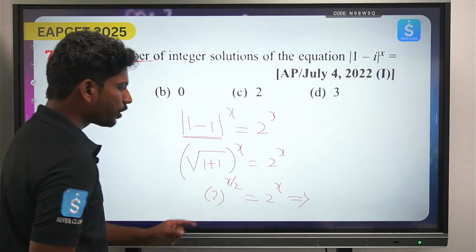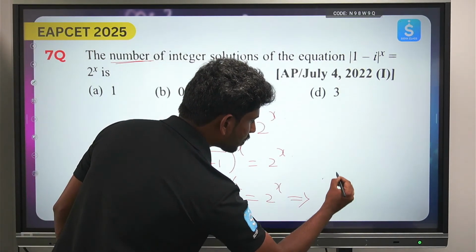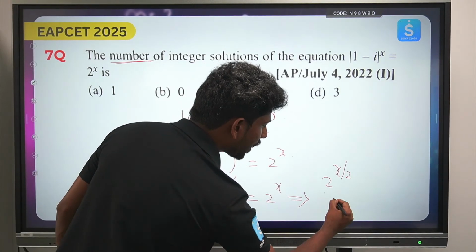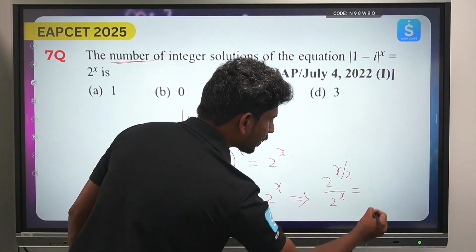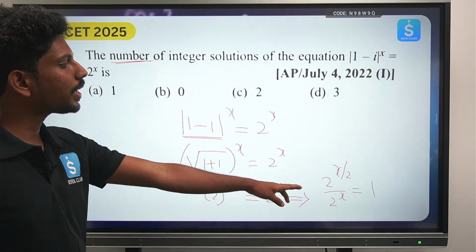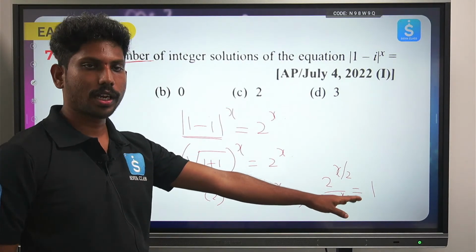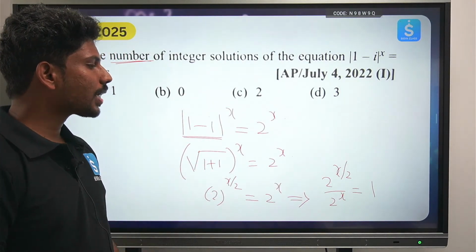So now you can just battle this out. So this is nothing but 2 power x by 2 power x is equal to 1. So this you can write as 2 power x by 2 minus x. Okay, a power m by a power n is a power m minus n.